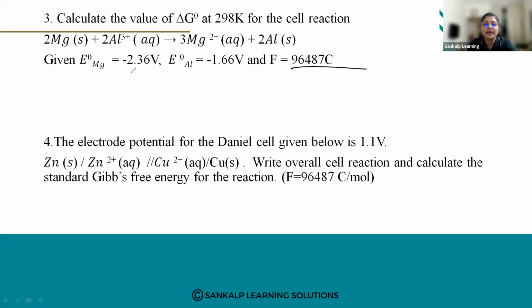First you have to find the E naught of cell. How do you calculate the E naught of cell? Then you have to calculate the value of delta G naught. To calculate delta G naught, the formula for Gibbs energy is given as delta G naught equals minus n F E naught.